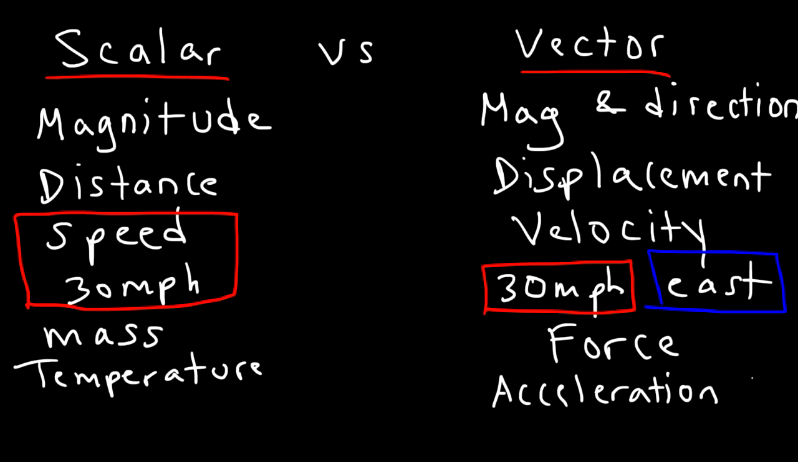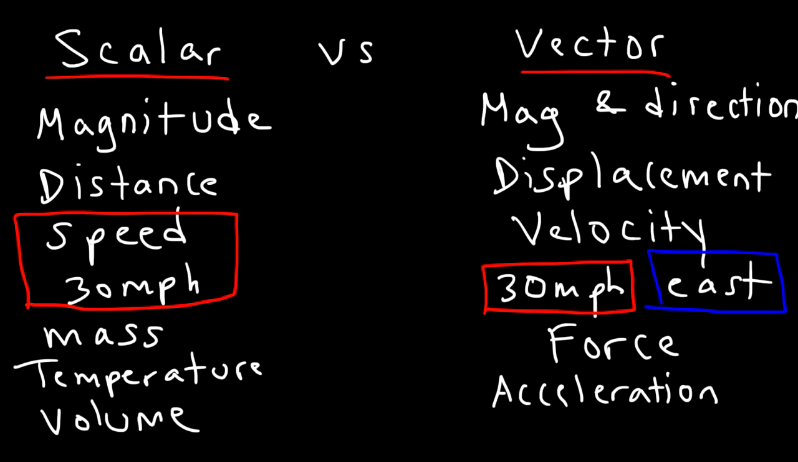Now you can accelerate towards the east, towards the west, north, or south. So direction can be applied to acceleration, which makes acceleration a vector quantity. Now what about volume? Would you describe volume as being scalar or a vector? Can you have 50 liters of water east or 2 gallons of milk west? Direction cannot be applied to volume, so volume is a scalar quantity.